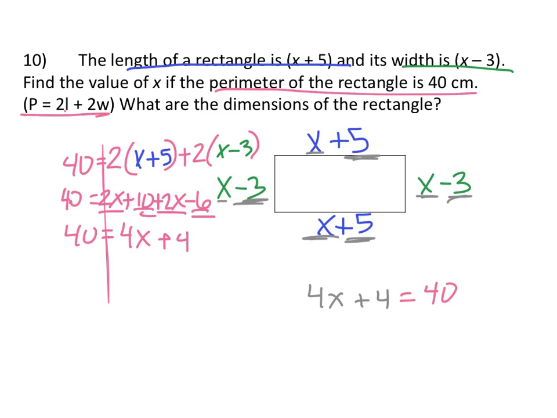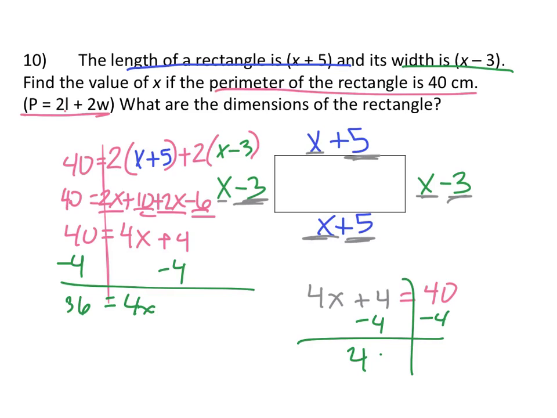From there, you need to solve. So whichever method, the steps are going to be the same. You're going to subtract the 4 from both sides. That's going to leave you with 36 equals 4x. And then divide by 4, and you're going to get that x value of 9.